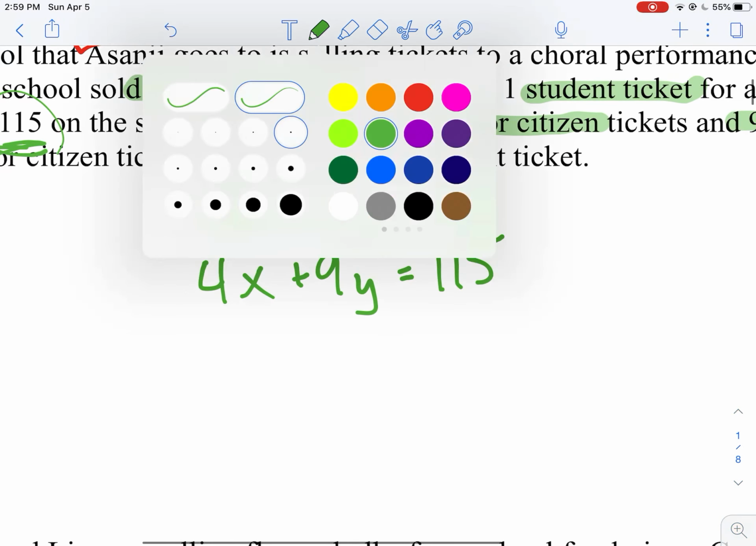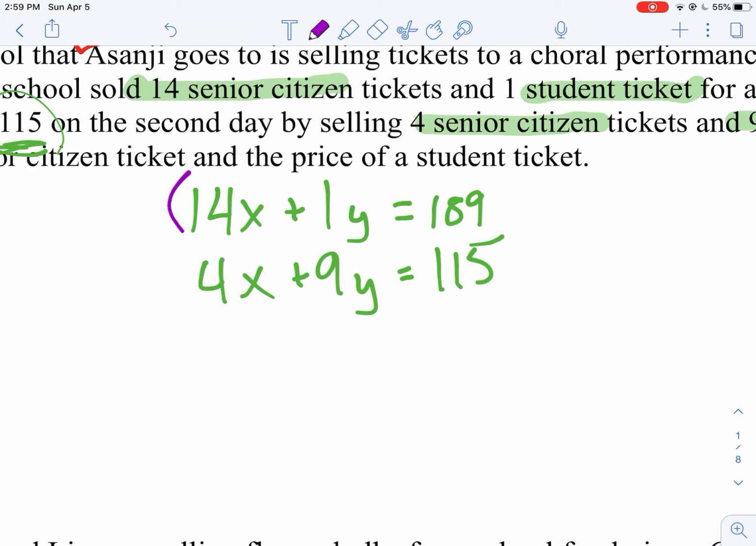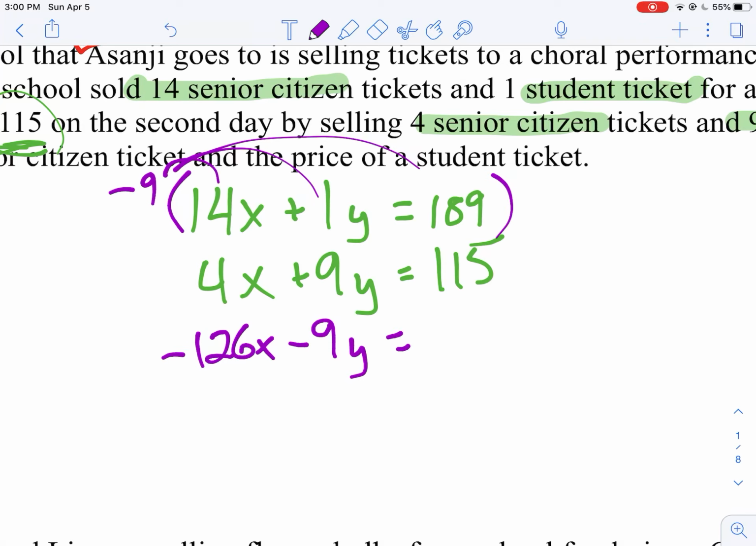We have our system. Let's use elimination. I can multiply just the top by -9. Ooh, 14 times 9, not pretty. -126x. I made it negative because remember, for elimination I need these two to be opposites, not the same. So the bottom one is going to stay positive, but I want to make this top one -9. So when I multiply, there's my -9y. I definitely don't know that one. 1701, negative.